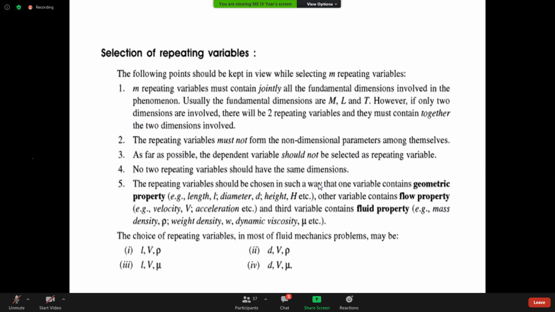Tell me, directly I apply there: what are the repeating variables, geometric property, flow property, fluid property. Do you understand that? No, again you will ask what is the repeating variable, why this. This is the standard procedure by Buckingham. He invented this procedure to solve the problems.